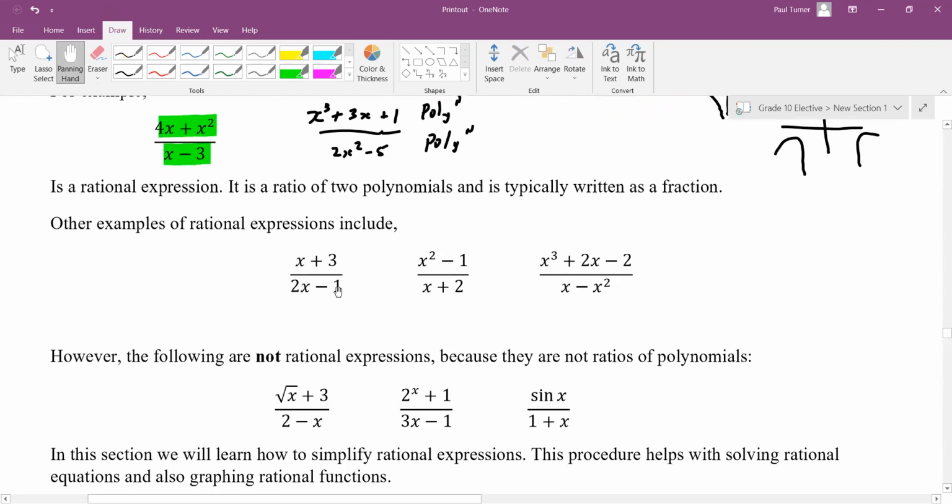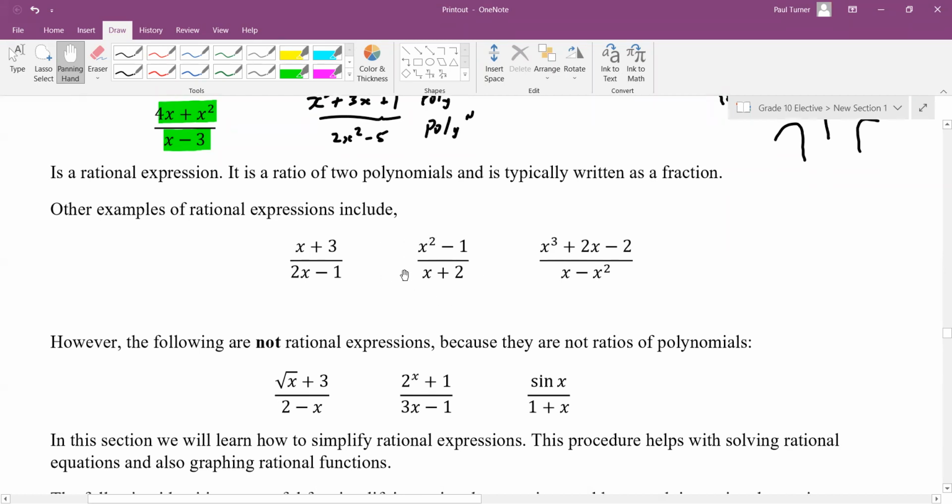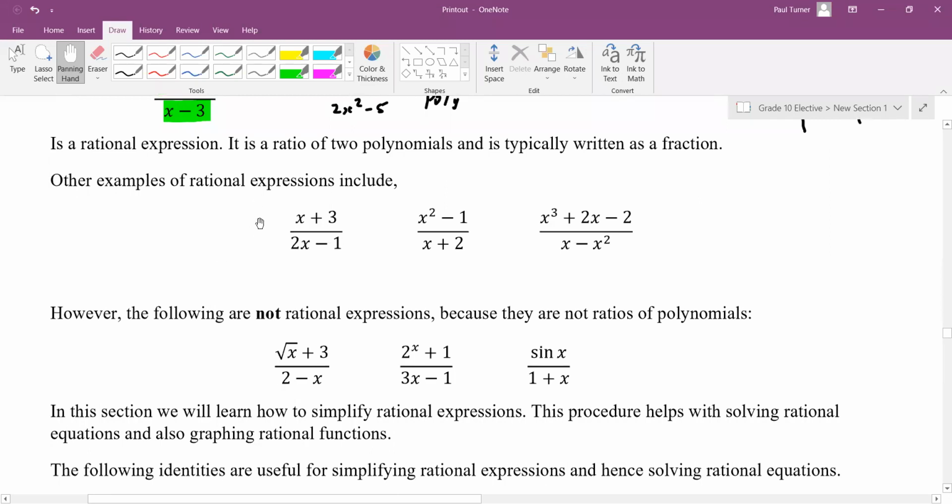So these are some other examples of your rational expressions. You've got a linear on top here, and this is a linear on the bottom. This one's a quadratic polynomial. You have a linear here. Then you have a cubic polynomial on top, and this is a quadratic polynomial on the bottom. So all of these are rational expressions. They're made up of two polynomials. So you could write P(x) on top, Q(x) on the bottom. So these are both polynomials.